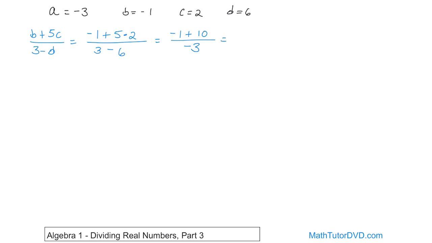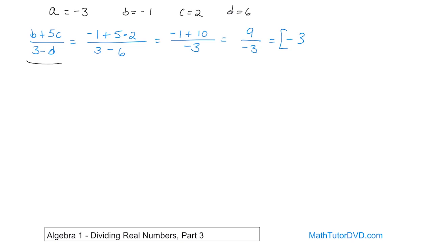We're adding mixed signs, so we do subtraction. 10 minus 1 is 9. The larger absolute value is the 10, so it becomes positive 9, and then on the bottom we'll have negative 3. Now we finally use the concept we've learned in the section, which is dividing. 9 divided by negative 3. We're dividing different signs, so the answer is going to be negative. 9 divided by 3 is going to give you 3. And that's the final answer.